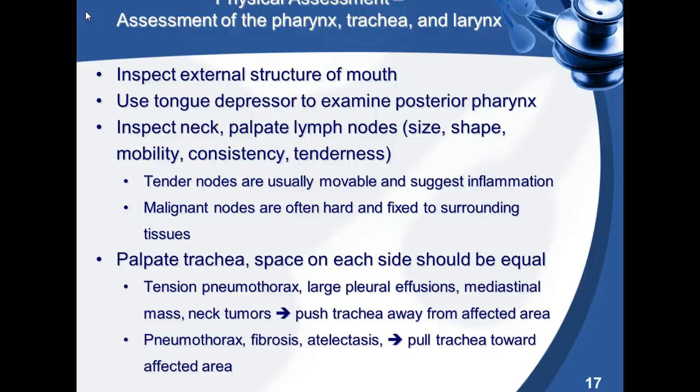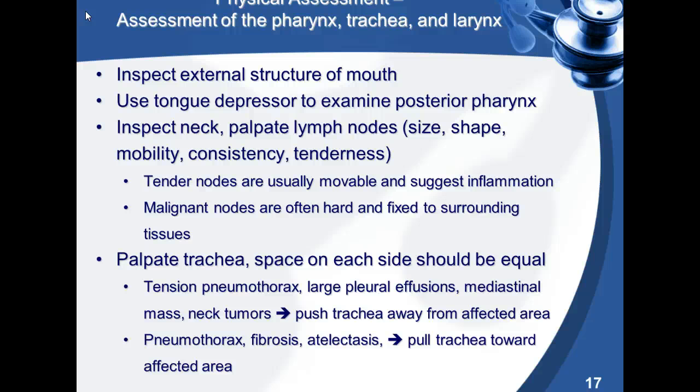Inspect the external structure of the mouth. You want to see whether there are any nodules, lumps, or deviations. Use your tongue depressor to examine the posterior pharynx for the same. Inspect and palpate the neck for lymph nodes, size, shape, mobility, consistency, and tenderness. Tender nodes are usually movable and suggest some type of inflammation. Malignant nodes are often hard and fixed to surrounding tissue, so they won't move, but you know that it's something abnormal.